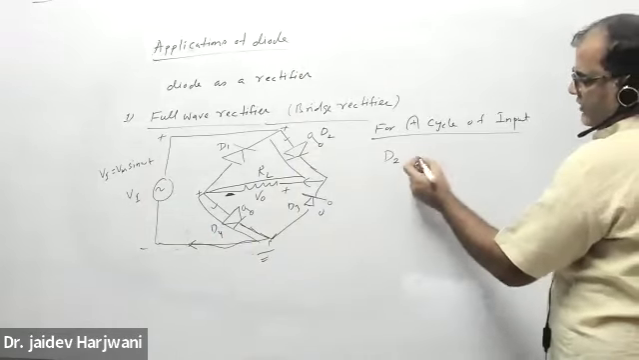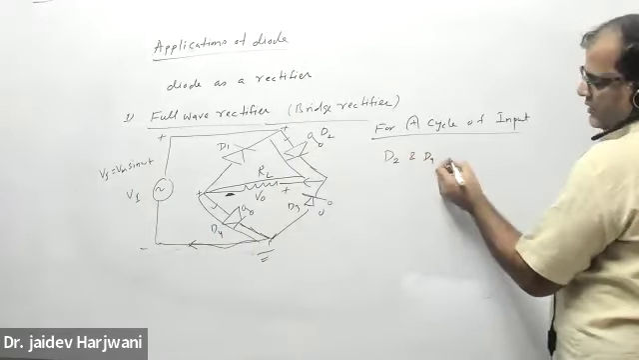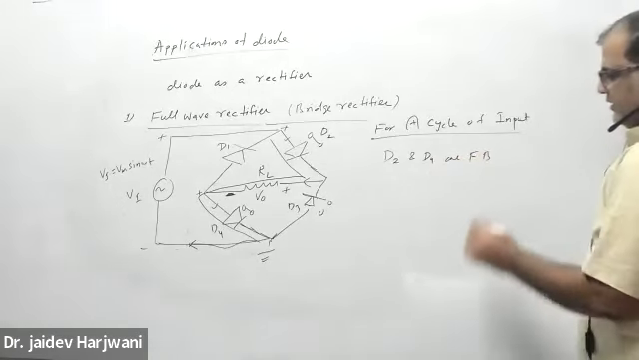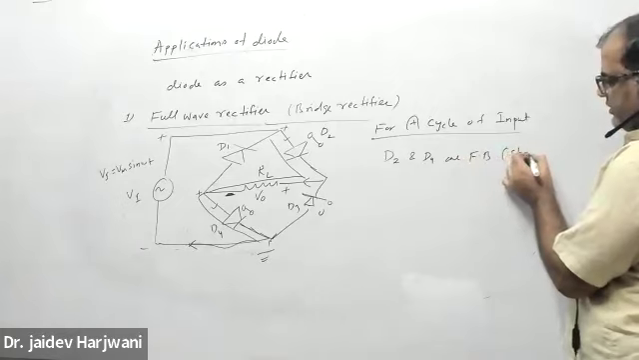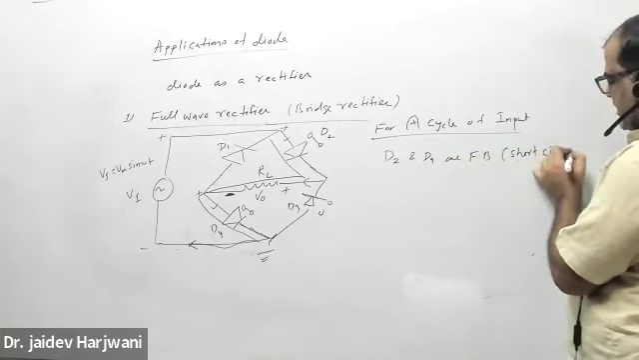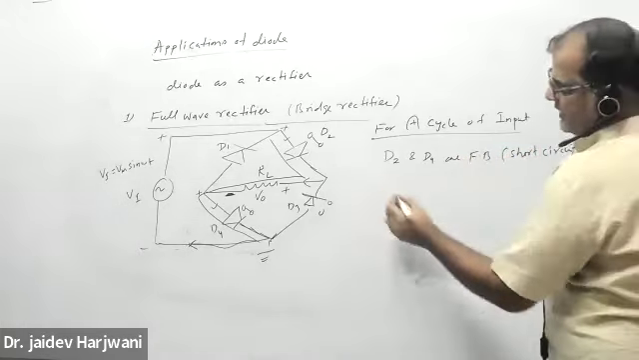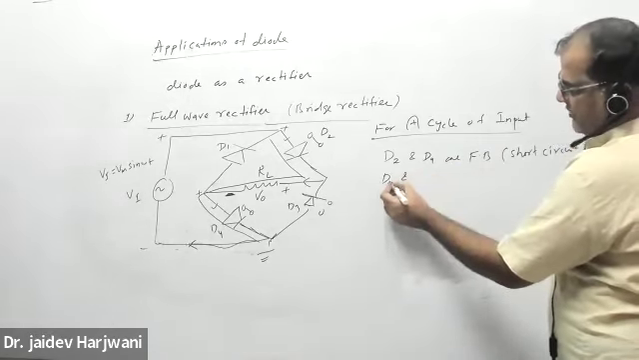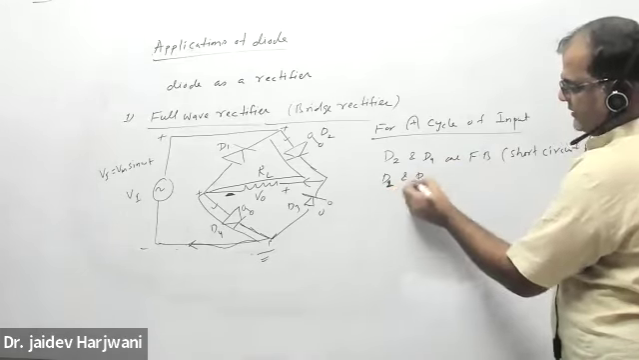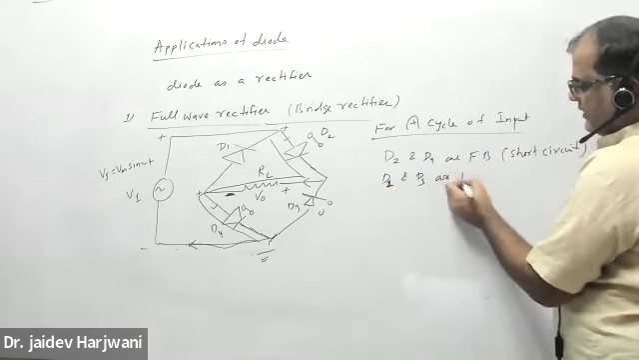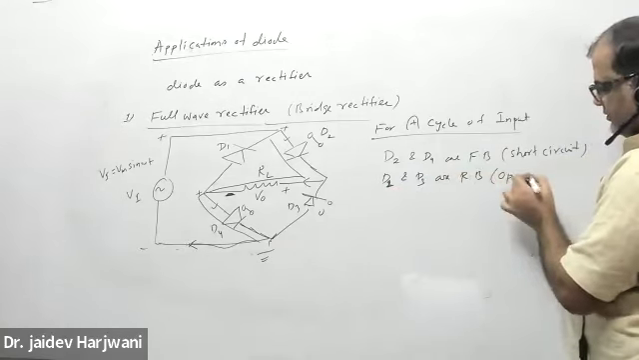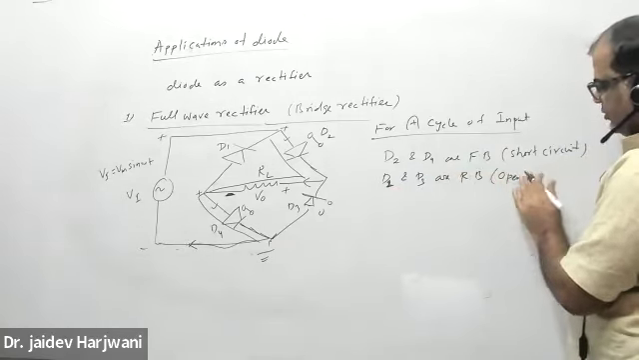D2 and D4 are forward bias. Okay, that is a short circuit. Replace it by a short circuit. And the remaining D1 and D3 are reverse bias. Make it an open circuit, or open terminal.